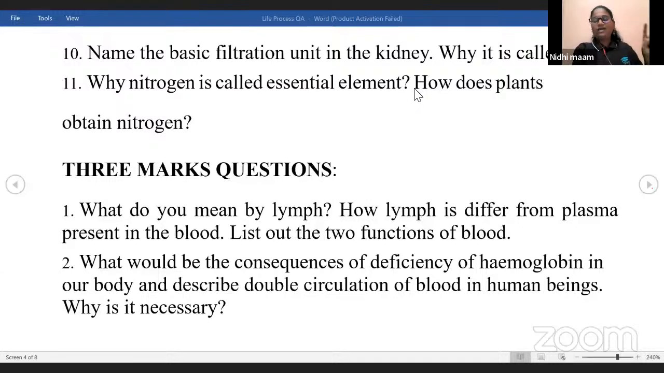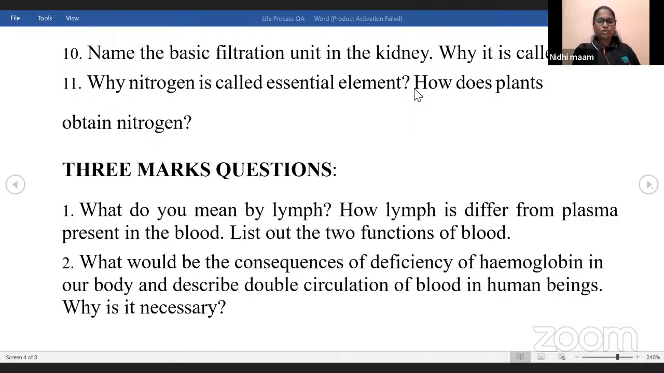How do plants obtain nitrogen? Through lightning, the nitrogenous gas present in the atmosphere will be fixed in the soil. The bacteria in the soil convert the gaseous nitrogen into nitrogenous compounds. When the nitrogenous compounds are fixed in the soil, they are absorbed by the plants. Like this, the plants obtain nitrogen. There is a chance this can also be asked for 3 marks.